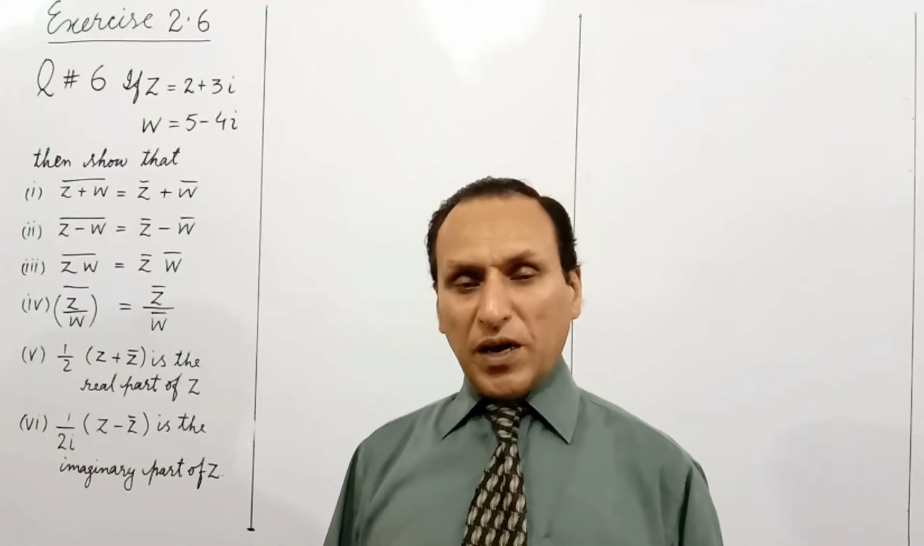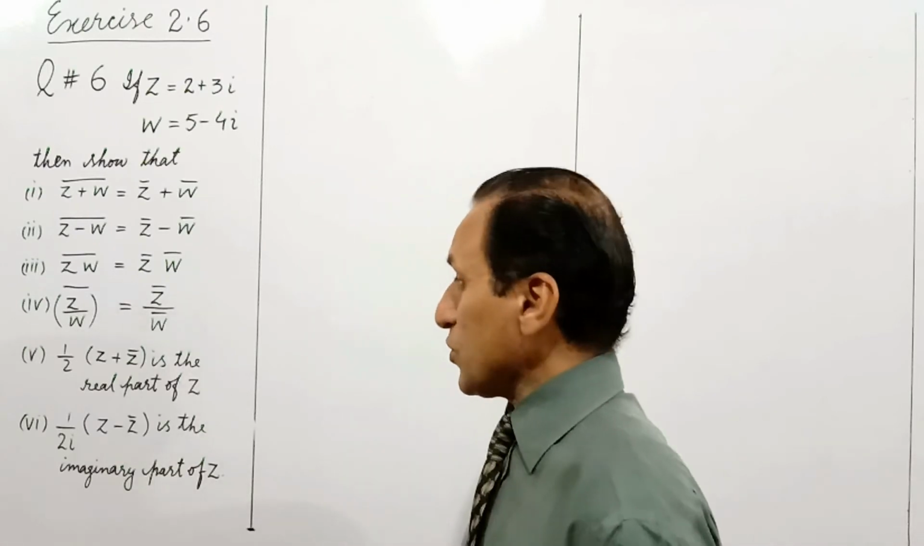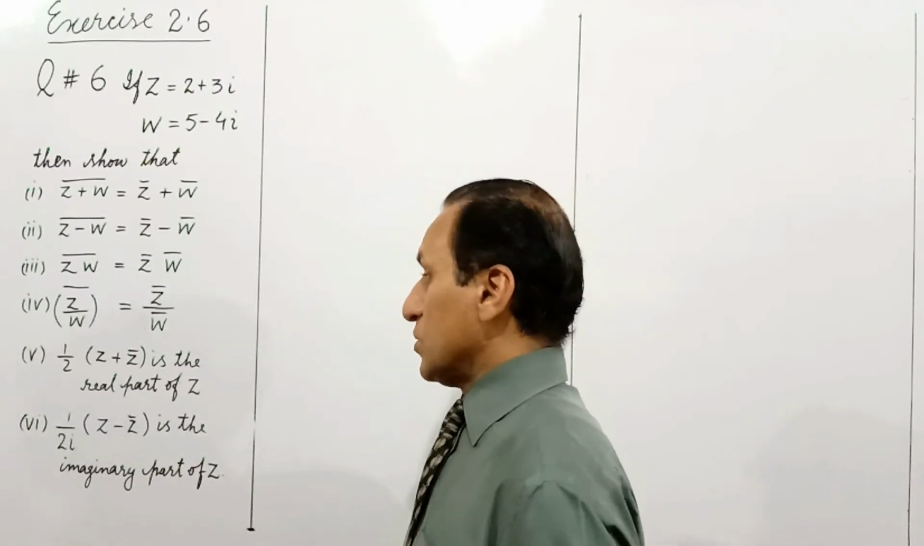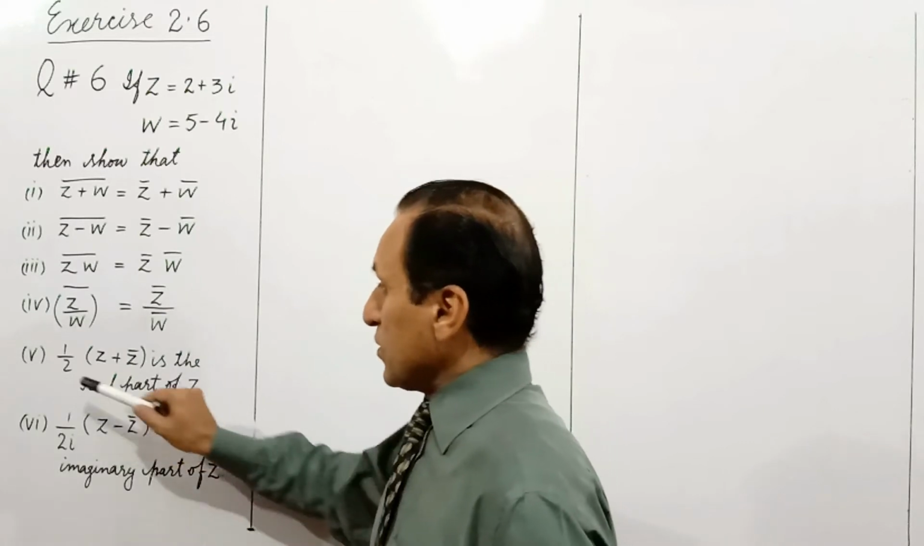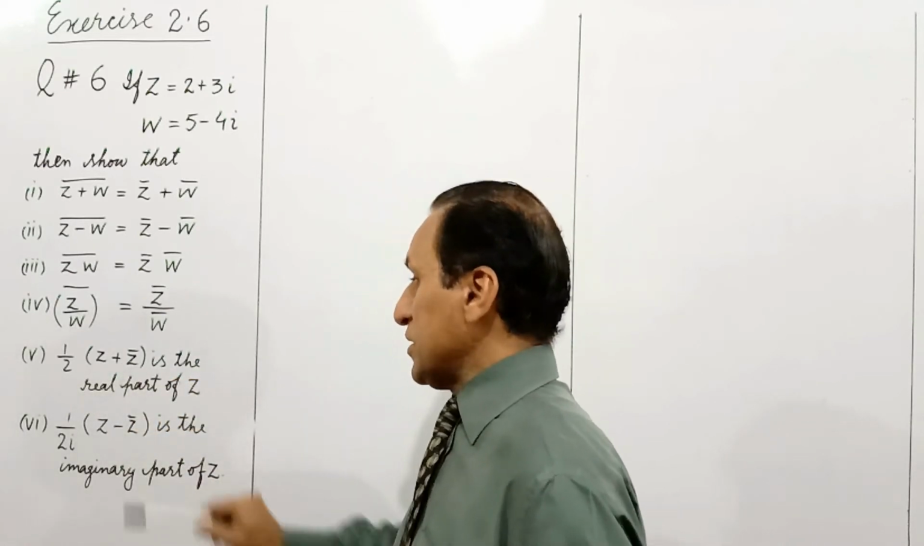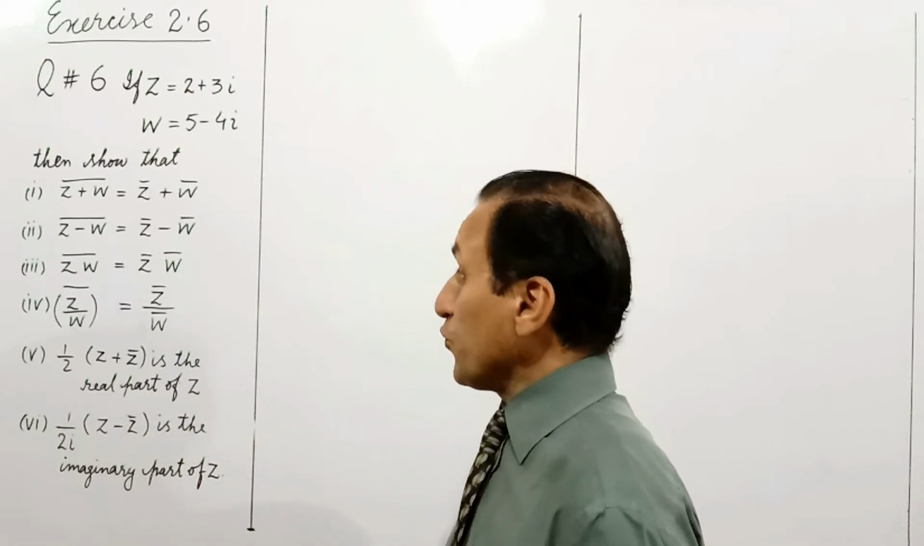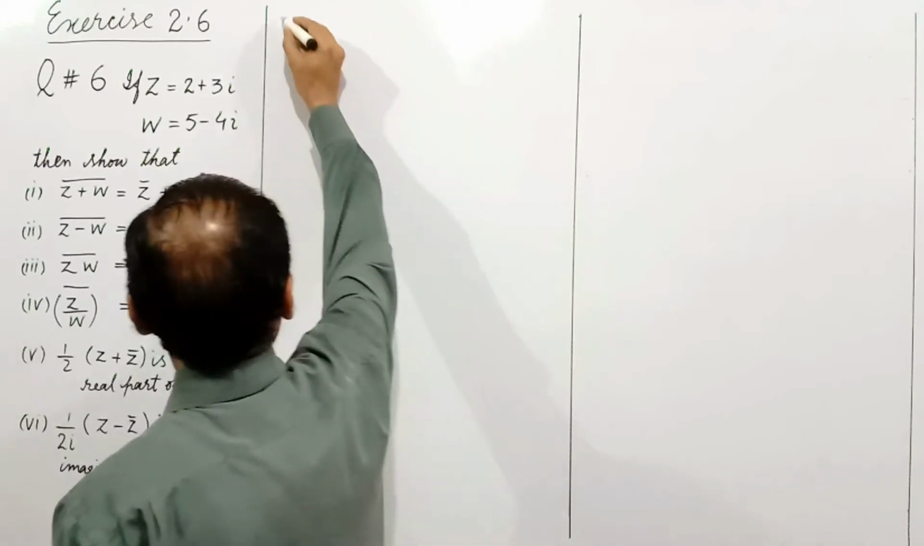Let's do the part 5 of question number 6 of exercise 2.6, in which we are required to find that 1 over 2 into Z plus Z bar is the real part of Z. So we have to prove for this. So part 5.